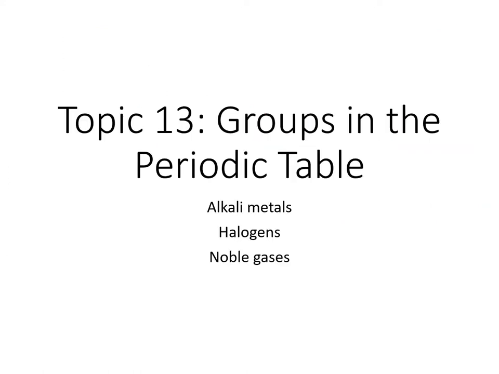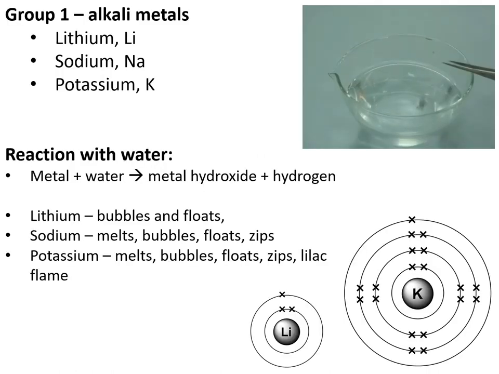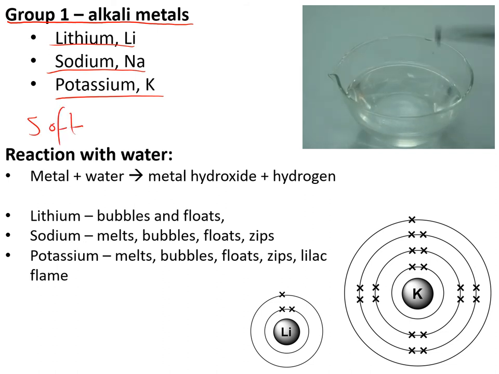Topic 13, groups in the periodic table, in which we look at alkali metals, halogens, and the noble gases. Group 1, also known as the alkali metals. We're going to look at the first three alkali metals, which are lithium, sodium, and potassium. Now, the alkali metals are interesting. They're all quite soft metals, and they get softer as you go down. So potassium is the softest of these metals. This lithium is the hardest, but you can still cut it with a knife quite easily.